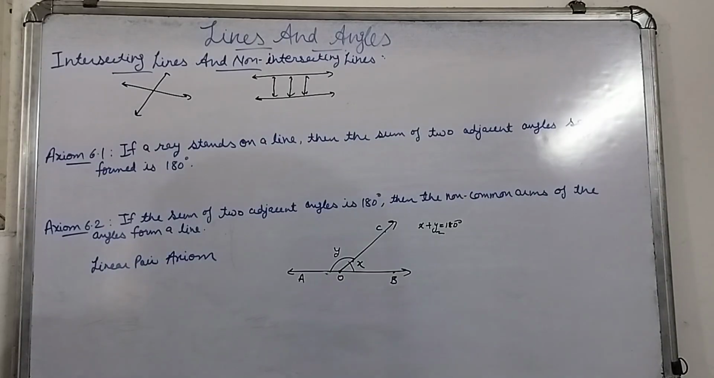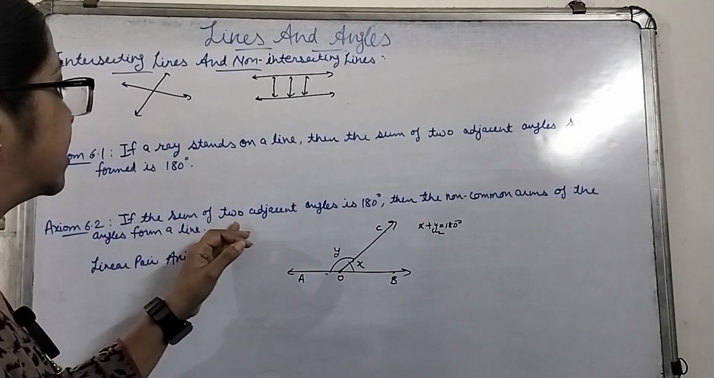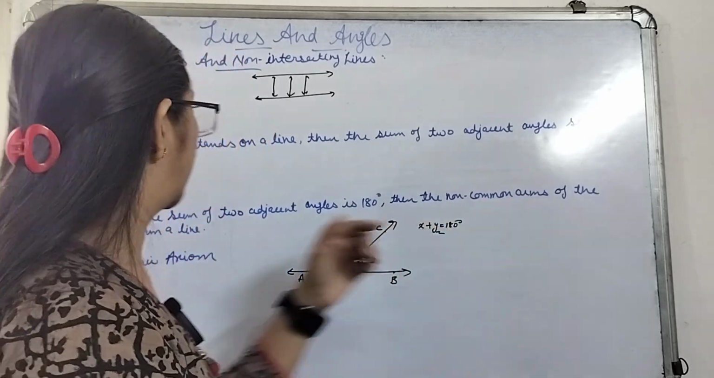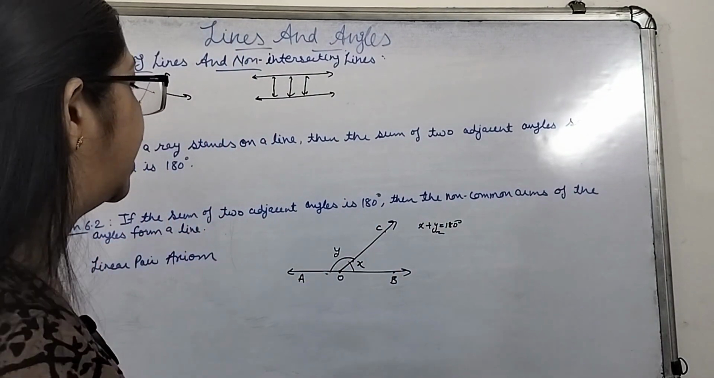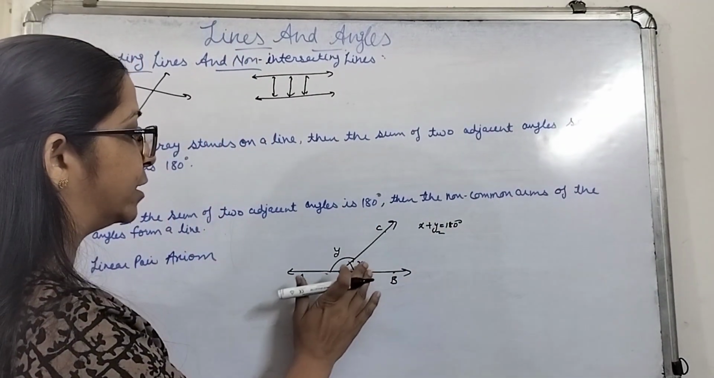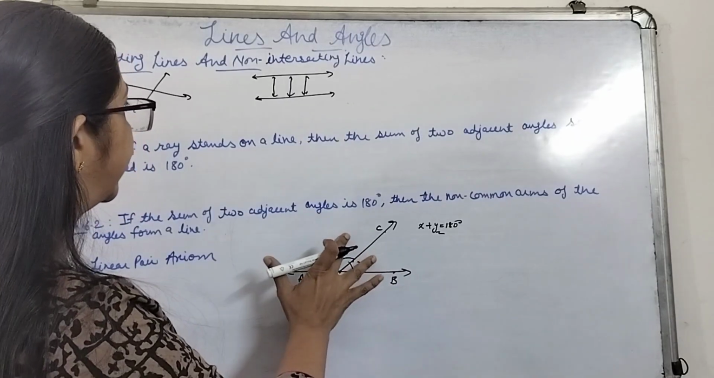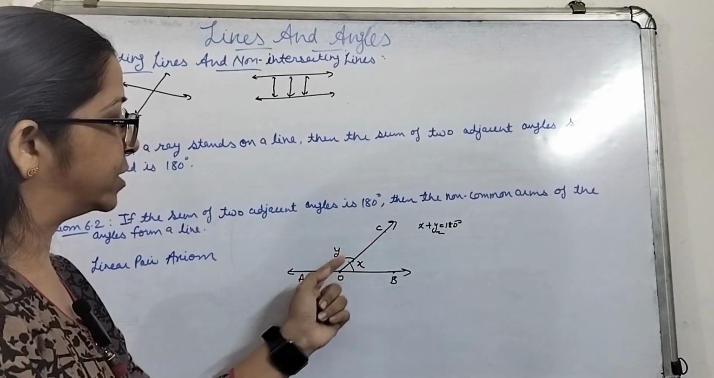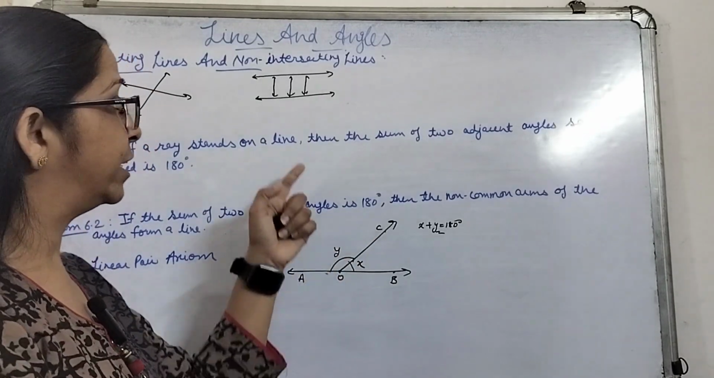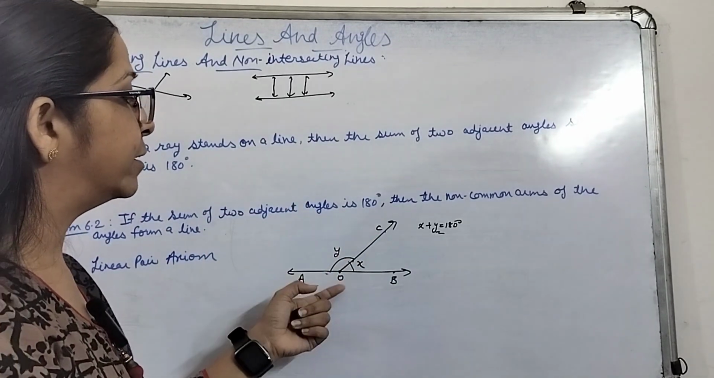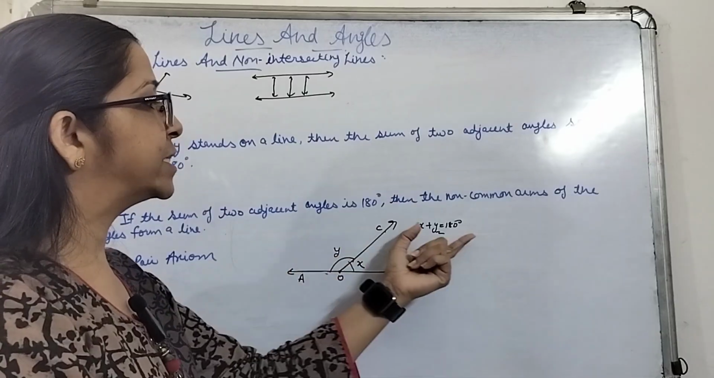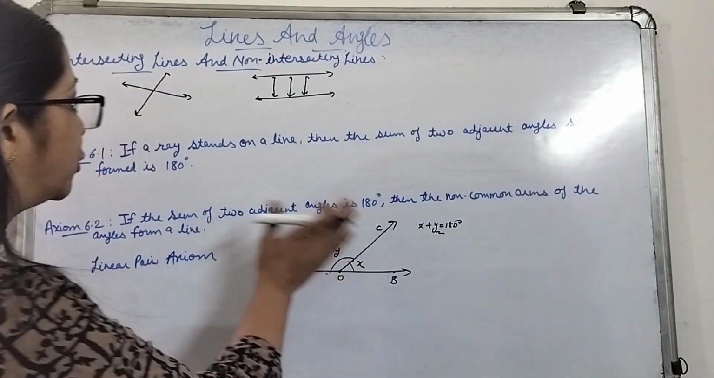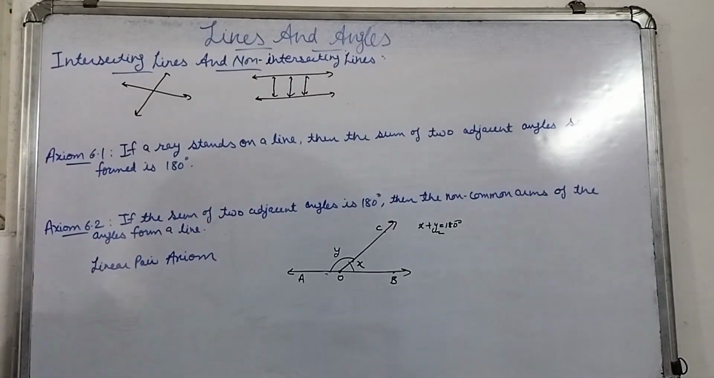Now the second axiom says, axiom 6.2: if the sum of two adjacent angles is 180 degrees, then the non-common arms of the angles form a line. Over here it was given that the non-common arms of the adjacent angles were forming a line. In the first axiom it was given, and what we had taken was that the sum of the angles will be 180 degrees. Just opposite to it is axiom 6.2.